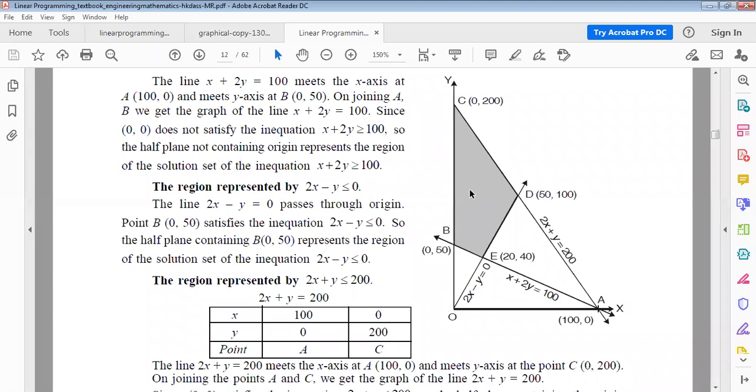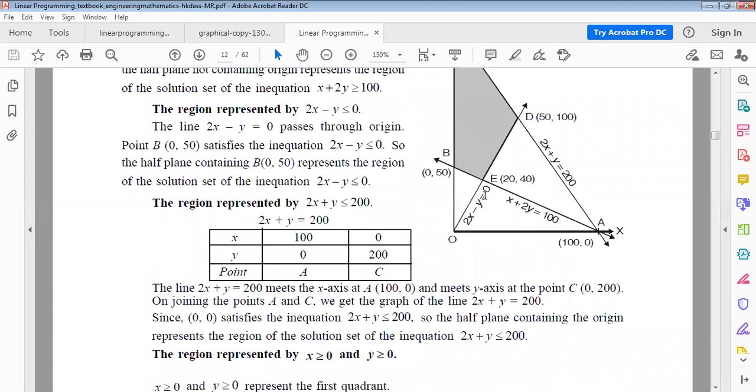Now this is the actual feasible region. In this region the first constraint, second constraint, and third constraint all exist. Understand?